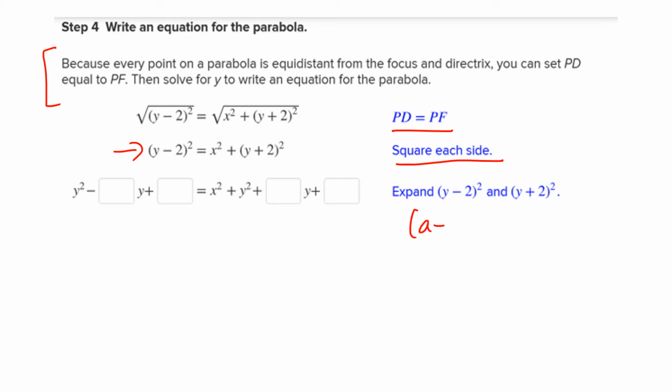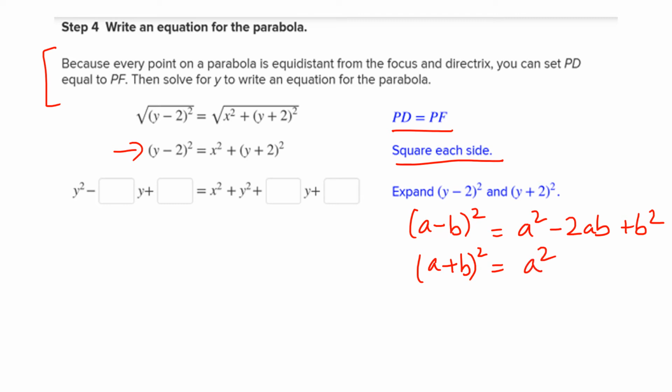So if you remember from your previous classes, the square is expanded using algebra like this. So a square plus b square, both are positive, and because of the negative sign, the product negative 2ab will have a negative sign. Similarly, for a plus b whole square, it will be a square plus b square, but because this is positive, it is going to be plus 2ab. So let's use these two to expand.